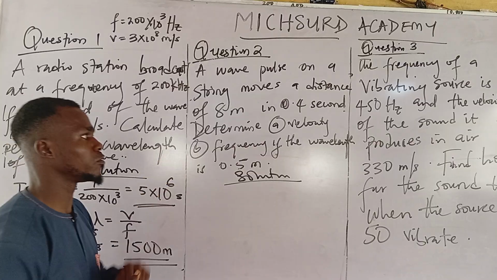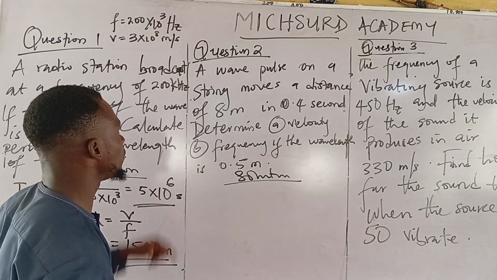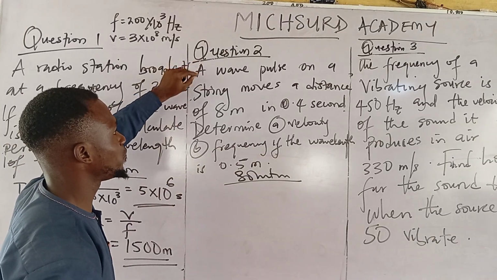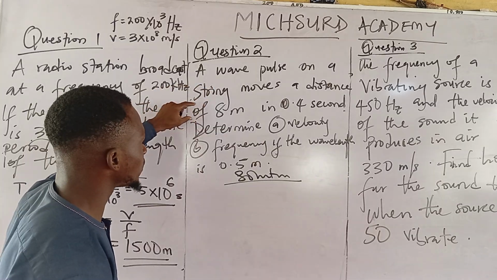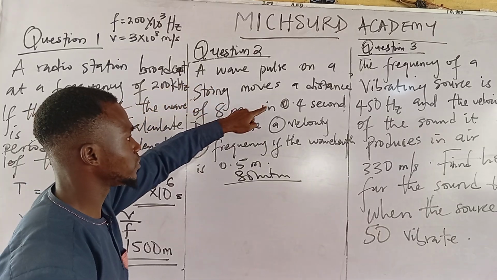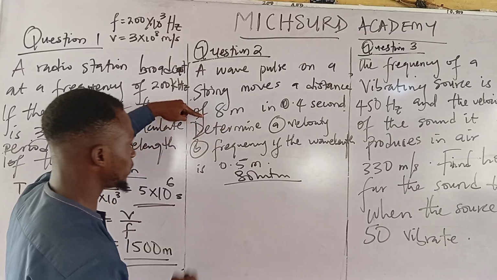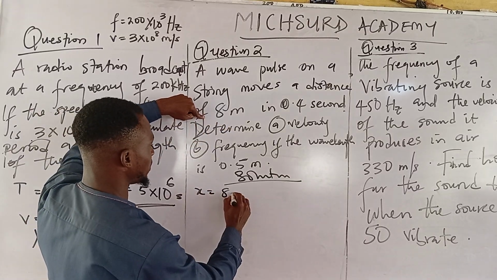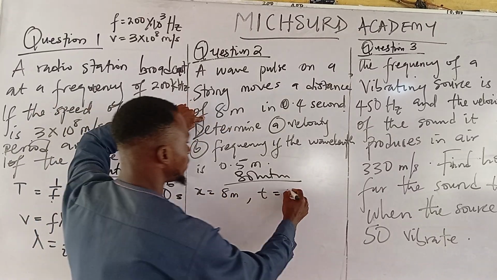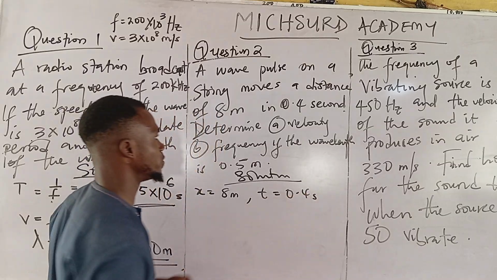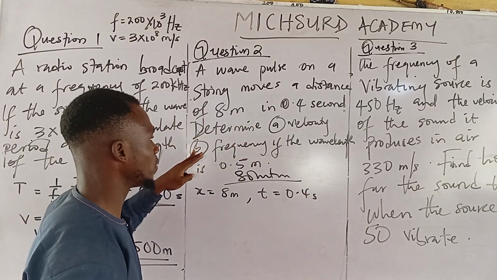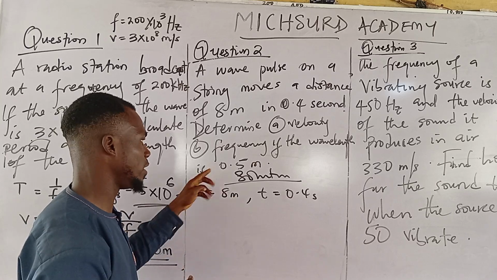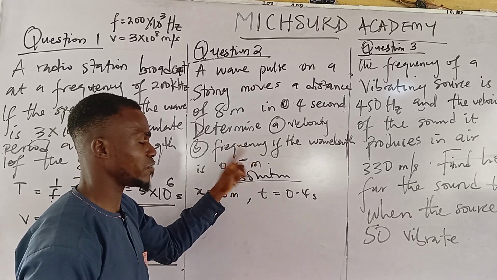Now let's solve the second question. In the second question, we have a wave pulse on a string that moves a distance of 8 meters in 0.4 seconds. So the distance moved is 8 meters and the time taken is 0.4 seconds. Determine the velocity of this wave and also the frequency if the wavelength is 0.5 meters.